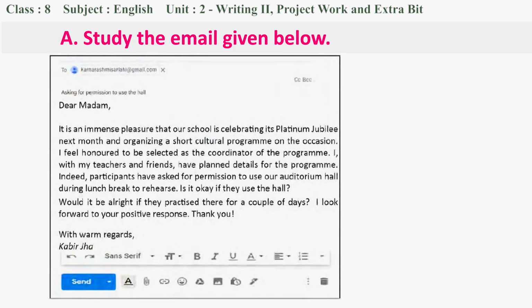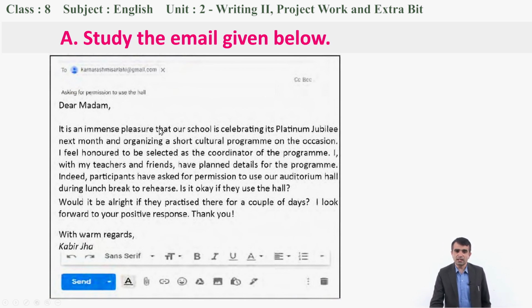Now, let's come to the lesson. The first writing task, what is given? Study the email given below. In your book, this email is given, isn't it? This is the email ID to whom the email is written. This is the subject, asking for permission to use the hall. And dear madam. Let's read it. How is it written?